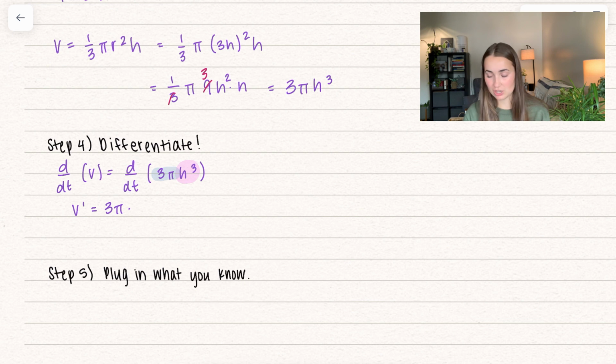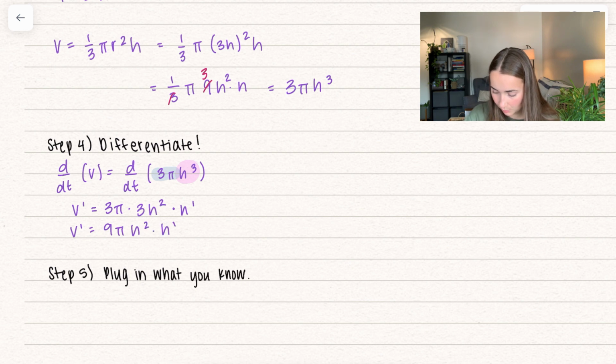And now I'm going to use chain rule. So the derivative of the outside is going to be exponent rule. So I bring that 3 down and I subtract 1 from the exponent. But now we need to multiply by the derivative of the inside. So the derivative of just h is going to be h prime. If we combine some things to make this look a bit prettier, I can multiply that 3 times 3 and I get 9 pi h squared times h prime.